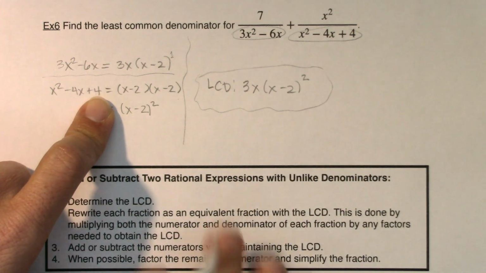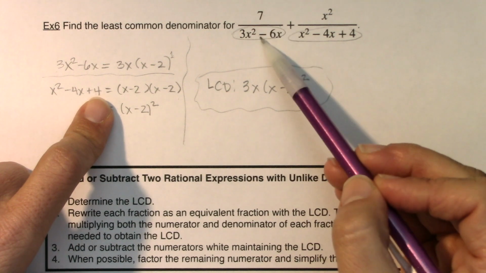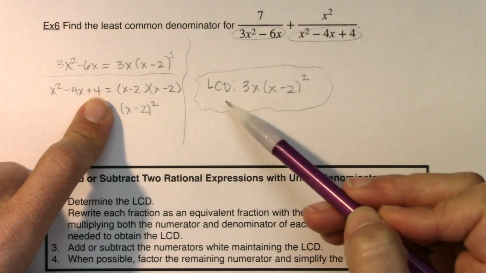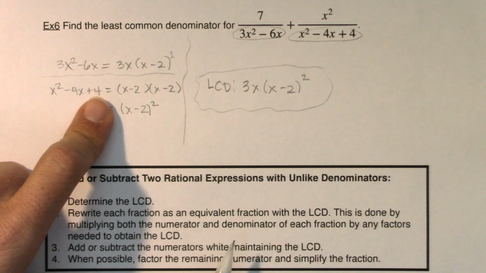And what we're going to see in the next example is how to take these fractions that have different denominators, use that LCD to get common denominators, and then we can add and subtract the fractions like we were doing at the beginning of this section.